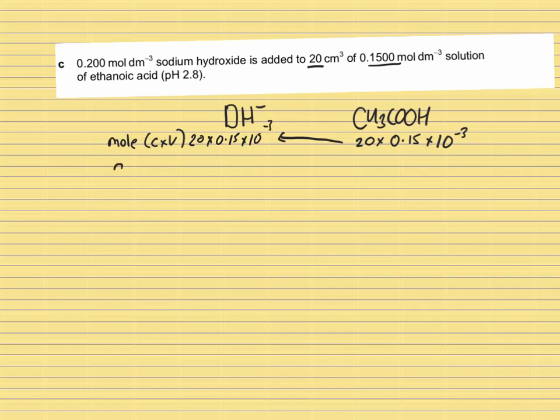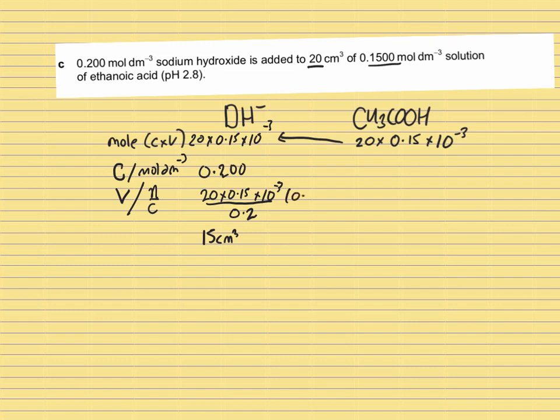We also know the concentration of our sodium hydroxide. The concentration is 0.200 moles per dm cubed. And therefore we can find the volume of the sodium hydroxide needed to neutralise, because we know that volume is the number of moles divided by concentration. So that's 20 times 0.15 times 10 to the minus 3 all over the concentration, which is 0.2. Converting that back to centimetres cubed is 15 cm cubed, because the answer to that is 0.015 dm cubed.